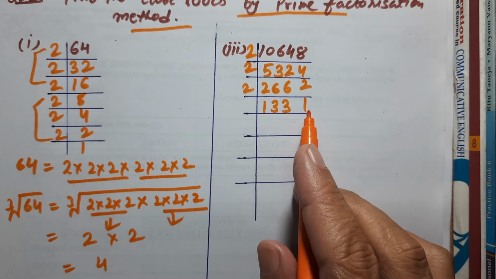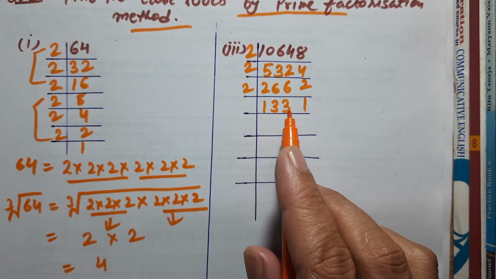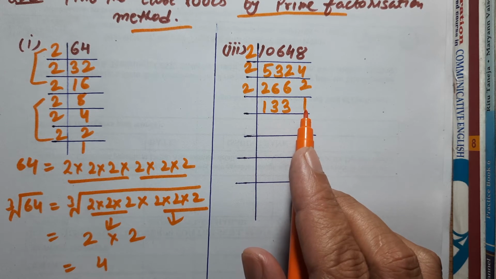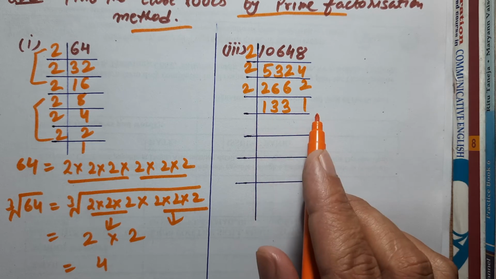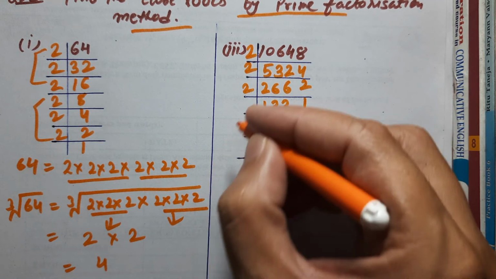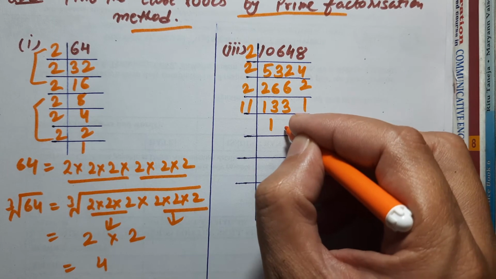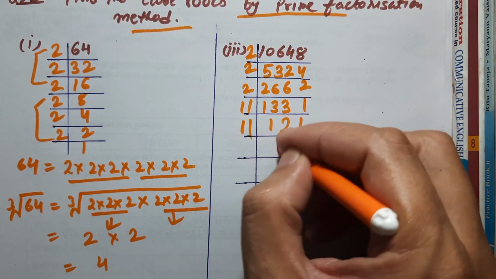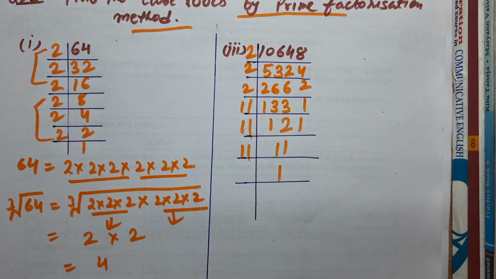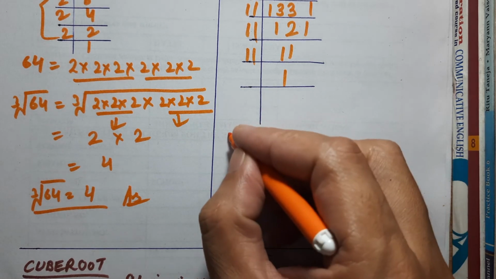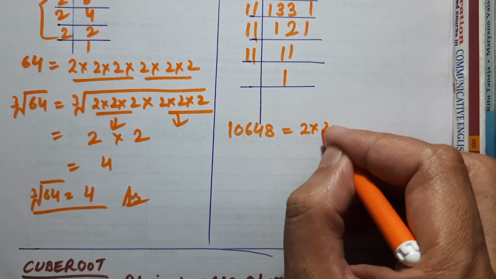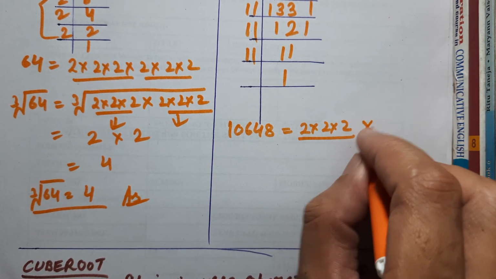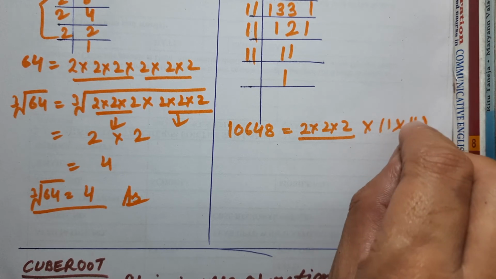Now, odd place, even place. 1 plus 1 is 2, 3 plus 3 is 6. You can check odd, even, odd, even: 3 plus 1 is 4, 3 plus 1 is 4. 4 minus 4 is 0, so it is divisible by 11. 11 1s are 11, 11 2s are 22, 11 11s are 11, so 11 ones. That means if you know the divisibility test, you can easily find it. So write down the value in terms of prime factors. 10,648 is 2 into 2 into 11 into 11 into 11.